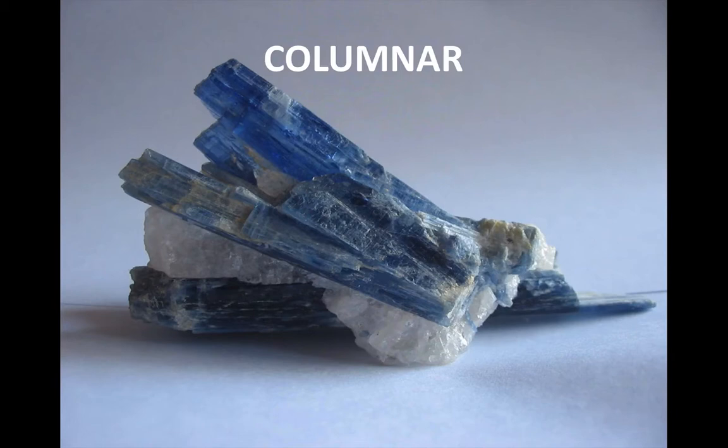The final crystal form is columnar. As the name would suggest, columnar crystals grow in columns. But these columns will be rectangular in shape. Some of these columns will grow to a prism, so a point at the top. Others will be flat.